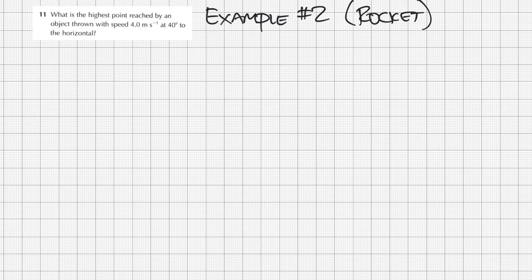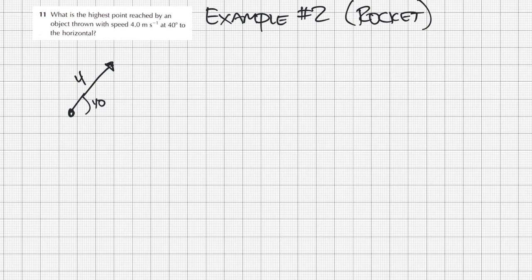So for our second example, which again is going to be a rocket problem, it says, what is the highest point reached by an object thrown with a speed of 4 meters per second at 40 degrees to the horizontal? So here is our scenario. We have some object. It's going to be traveling initially upwards at 4 meters per second. I'm going to make that a little longer just so we can have a little bit more room to work. So not a very fast initial velocity, but we do know it's at 40 degrees.